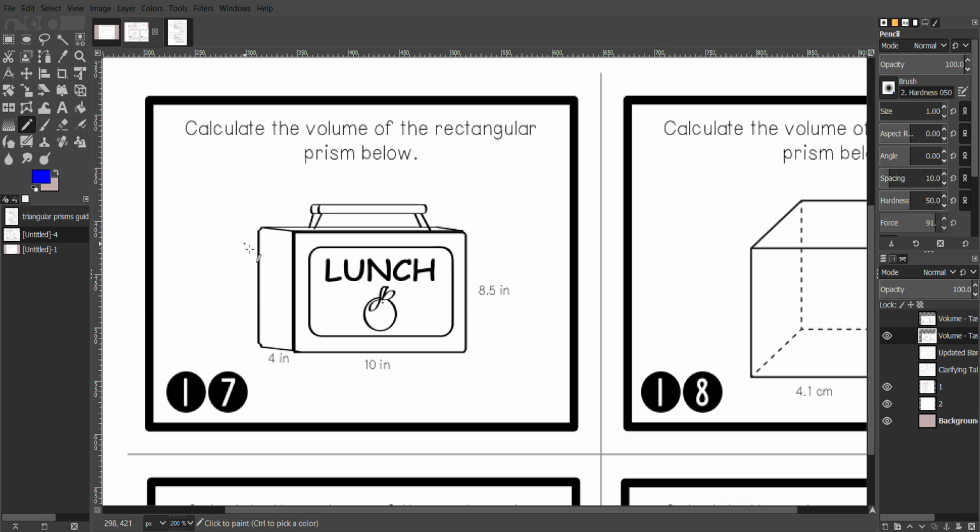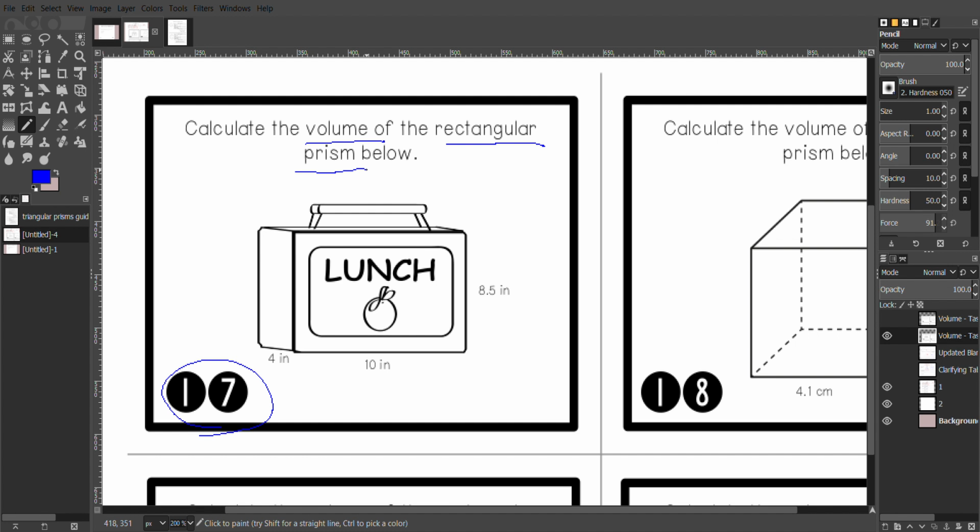Alright, so we're going to find the volume of some prisms. Number 17 says calculate the volume of the rectangular prism. For volume, first we need to find the base of this prism. So what are the dimensions?